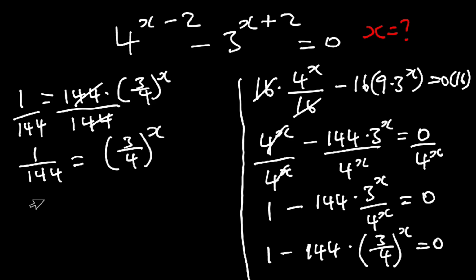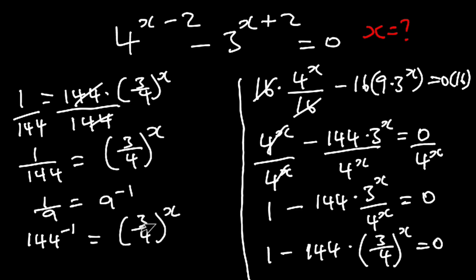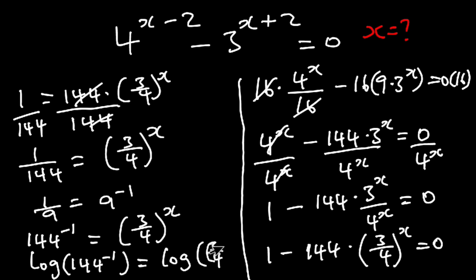Now we know that 1 over a is equal to a raised to power negative 1. So let's apply this to the left hand side of this equation. 1 over 144, we are going to write as 144 raised to power minus 1, equals 3 over 4 all raised to power x. Now let's take the logarithm of both sides. We are going to have logarithm of 144 raised to power minus 1 equals logarithm of 3 over 4 raised to power x.